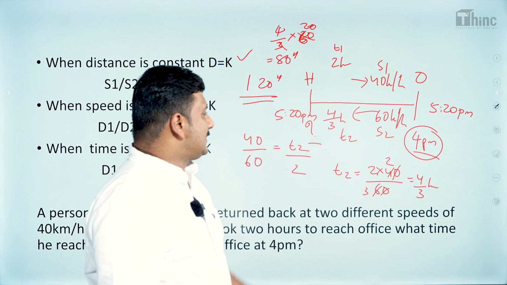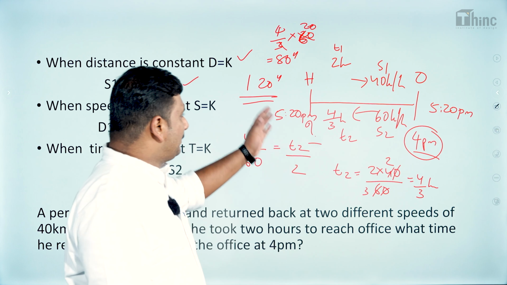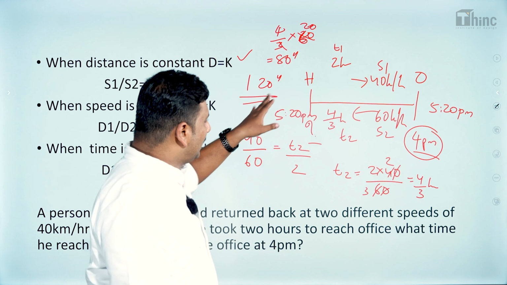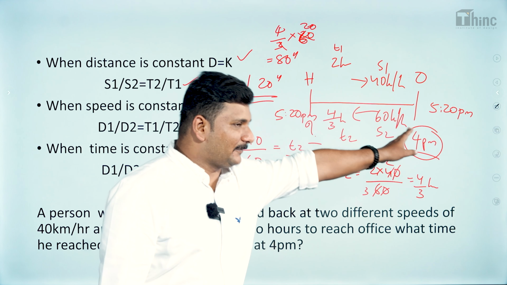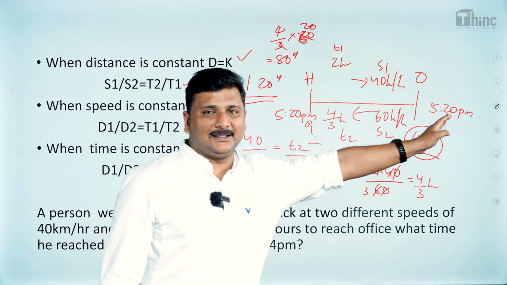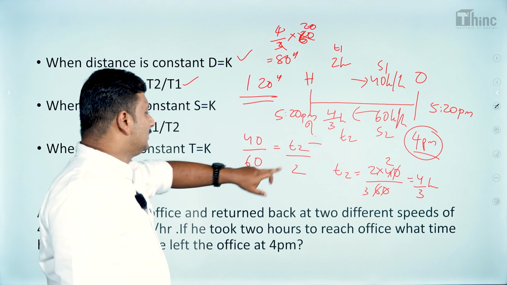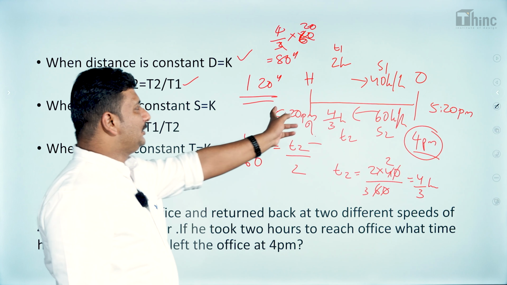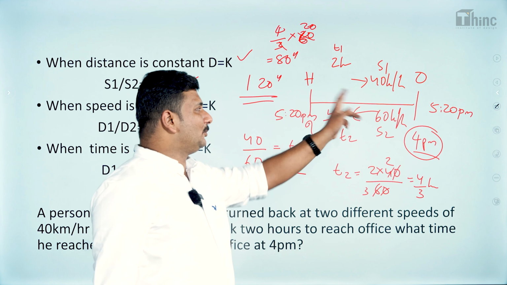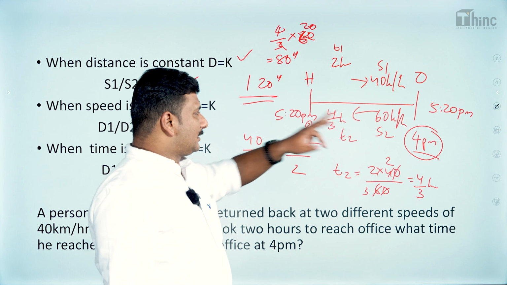So I'll just conclude this again. A person is moving from home to office and returning back. So he is traveling the same distance. So if distance is constant, S1 by S2 equals T2 by T1. You know S1, you know S2. Speed at which he moves towards office is S1, returning back is S2.